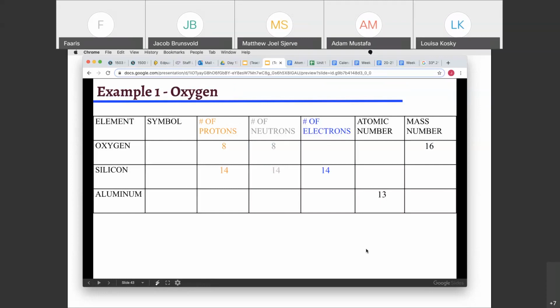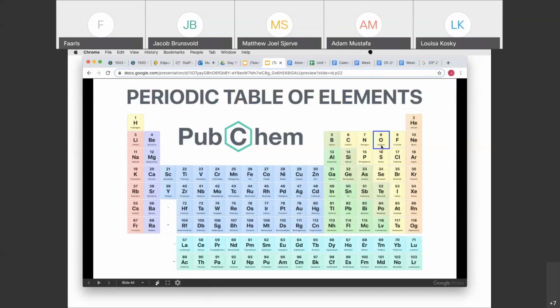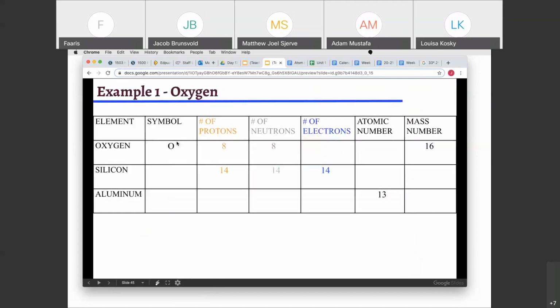So here we have oxygen. If we want to find the chemical symbol for oxygen, we just look at the periodic table. Oxygen is O, and we write that in there. I told you that it has 8 protons and 8 neutrons, so you have to tell me the number of electrons. Well, remember, we're dealing with neutral atoms, so protons and electrons will always be the same. So the number of protons was 8, so the number of electrons is 8.